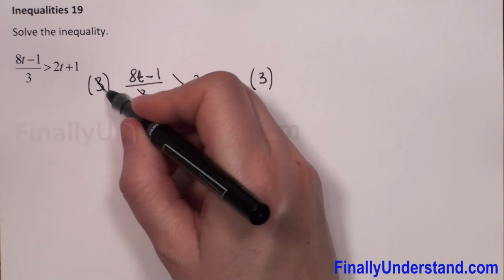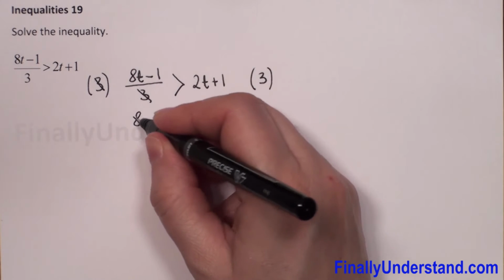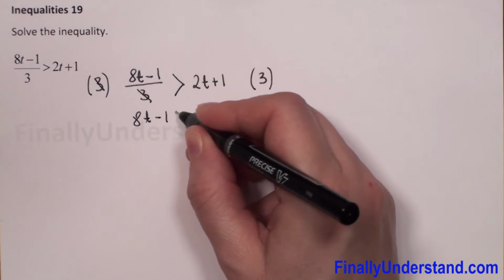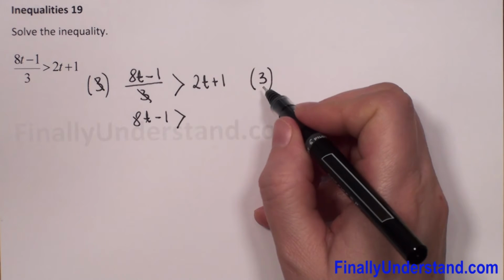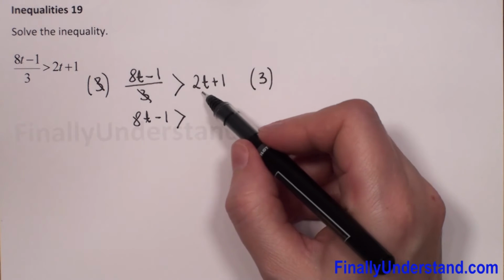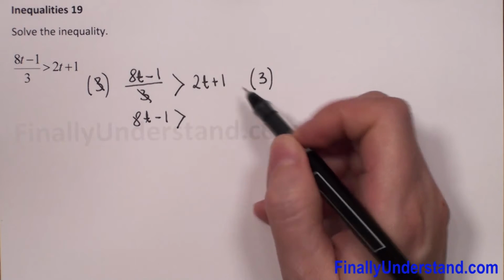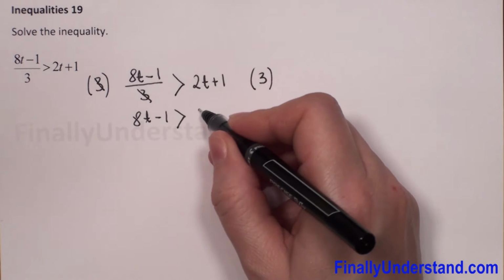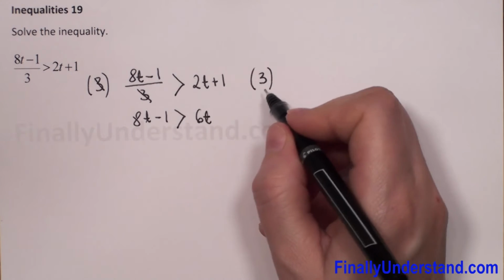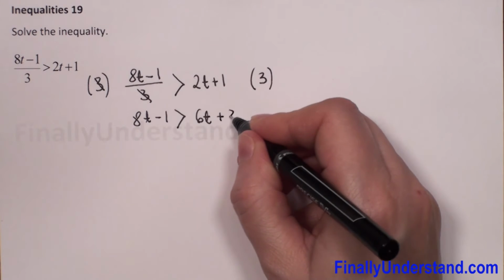So 3 and 3 will cancel, and I have 8t minus 1 is greater than, and I have to multiply 2t by 3 and 1 by 3. So 2t times 3 is 6t. 1 times 3 is 3.